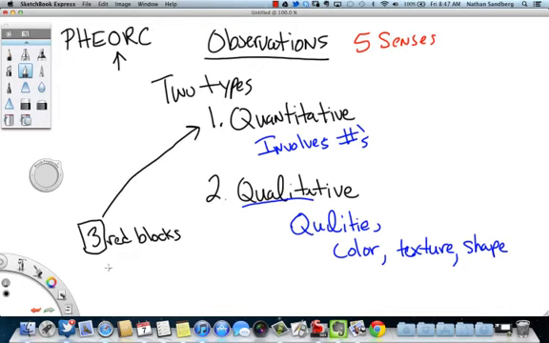Now if we just say the desk is smooth, smooth here, that's a quality. So that's a qualitative observation. Quantitative and qualitative observations, those are the only 2 types of observations you will make in using the scientific method.